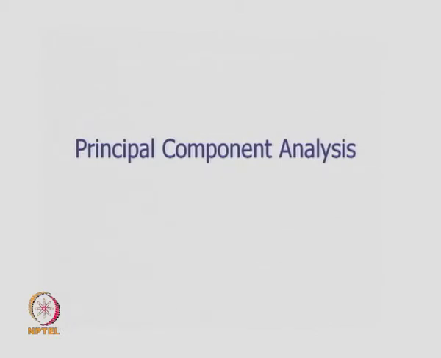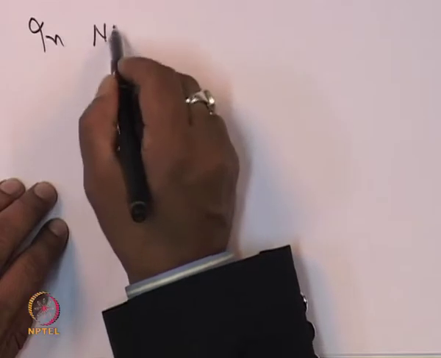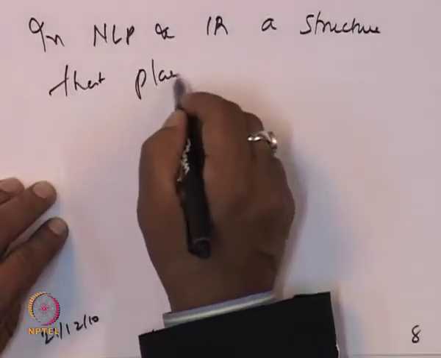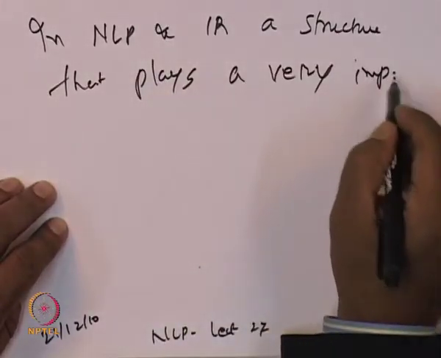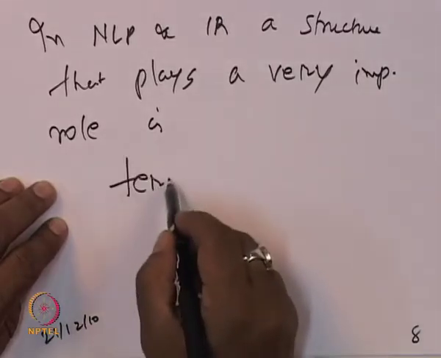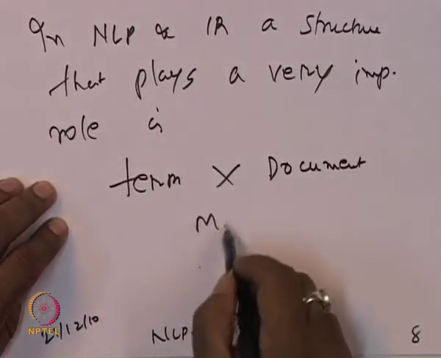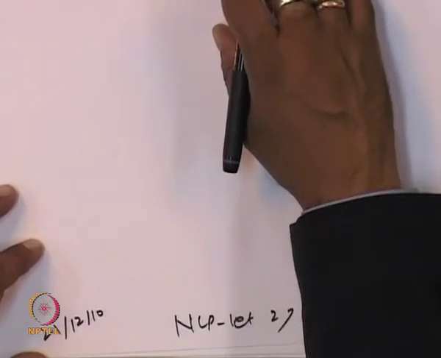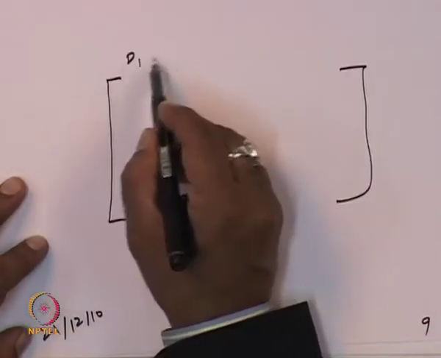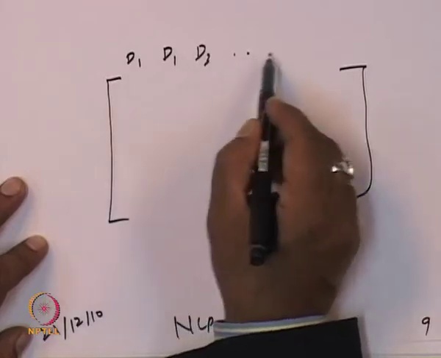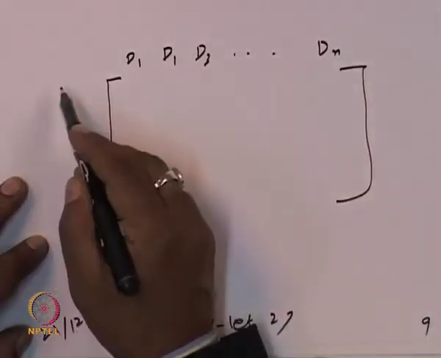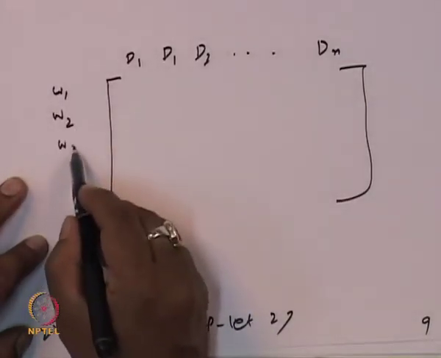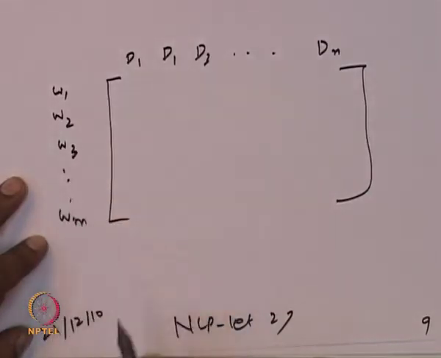Let us first motivate this particular problem. In NLP and IR, a structure that plays a very important role is the term document matrix. This term document matrix has the following shape. There are documents D1, D2, D3 up to Dn, and there are words in the vocabulary of the language, word 1, word 2, word 3 up to word m.